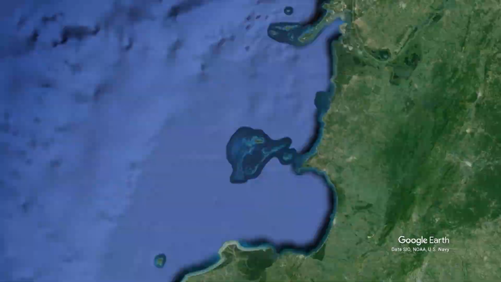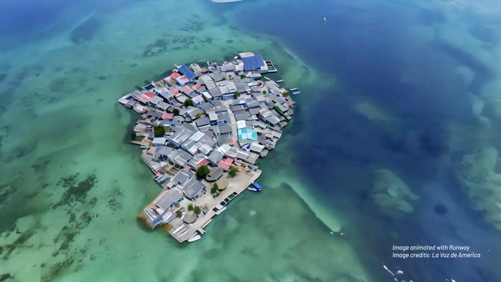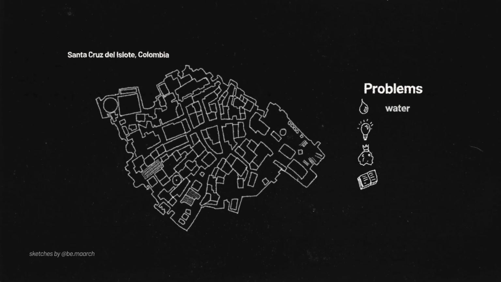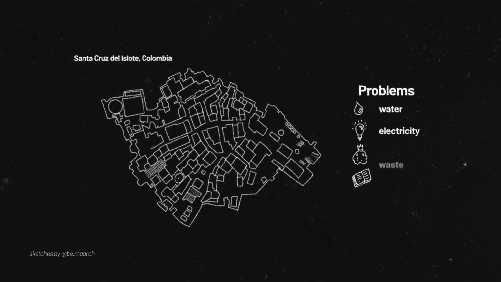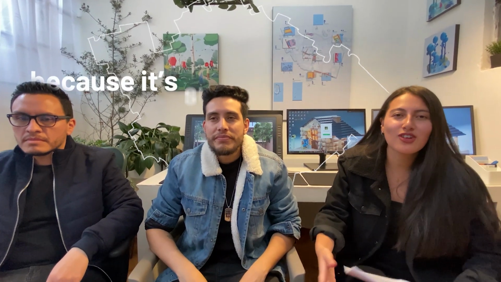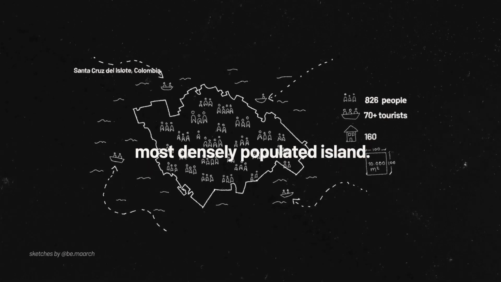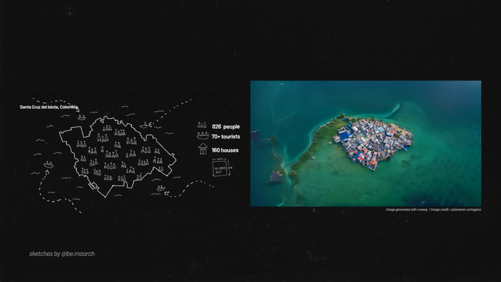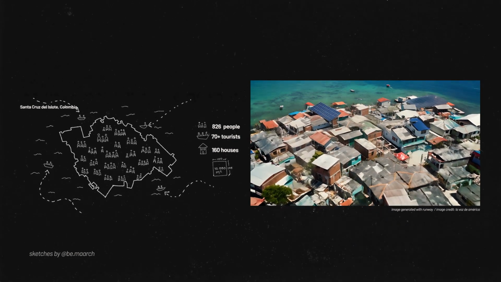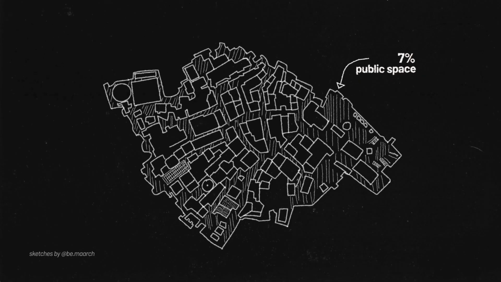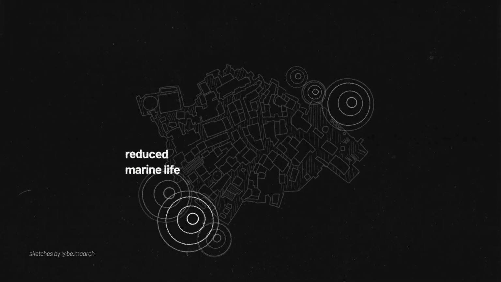This proposal is located on an island that only has a community of less than 1,000 people. They have difficulty accessing clean water, electricity, a good education system, and the way they dispose of trash is a real big problem. We chose Santa Cruz del Islote because it's such an amazing place. It's the most densely populated island in the entire world, and it's amazing to see how the people live in this place and how it's like one big family. Since this is such a small space, there's only 7% of public space, and the marine ecological system is being reduced more and more each day.